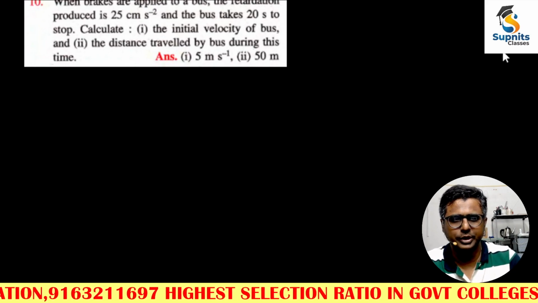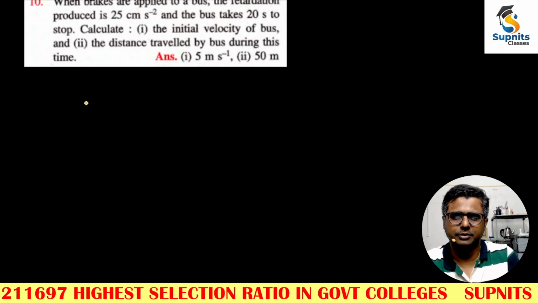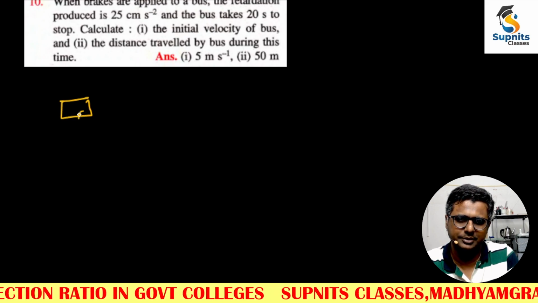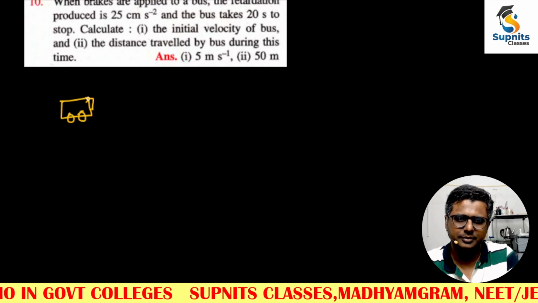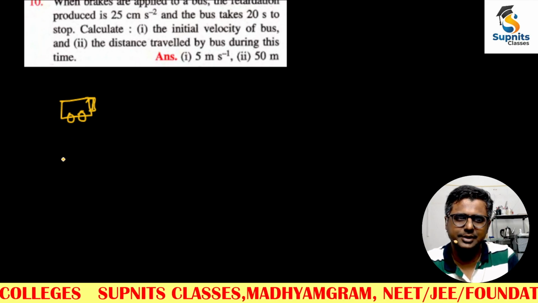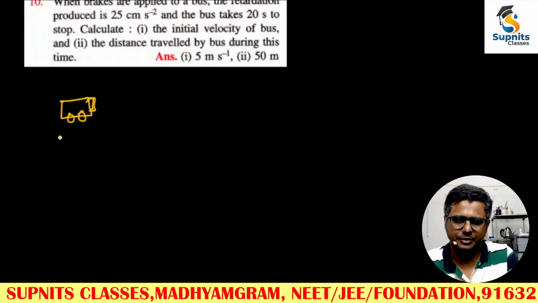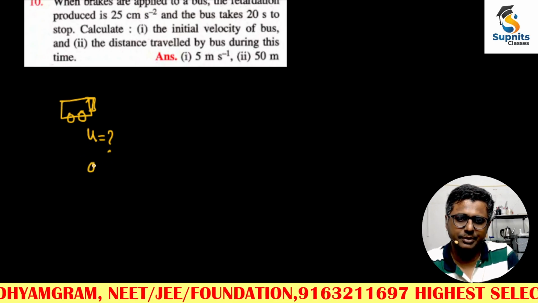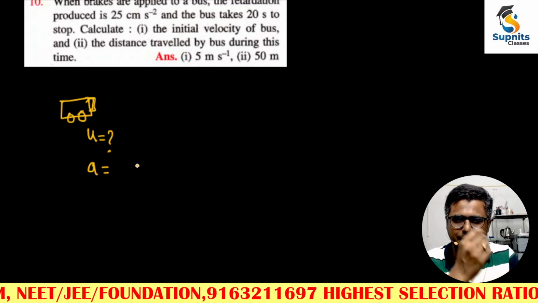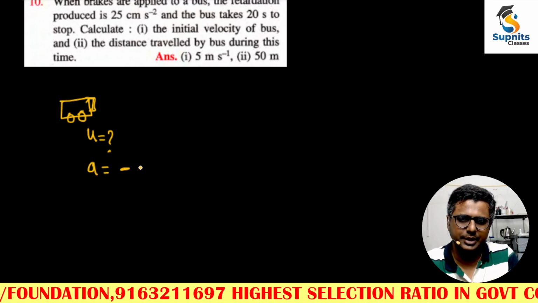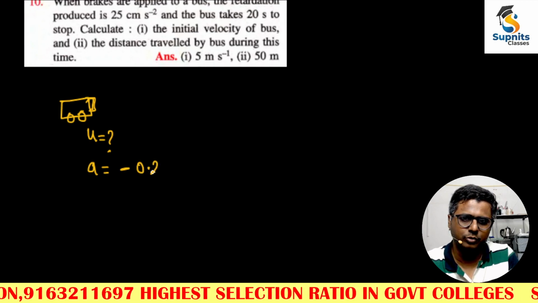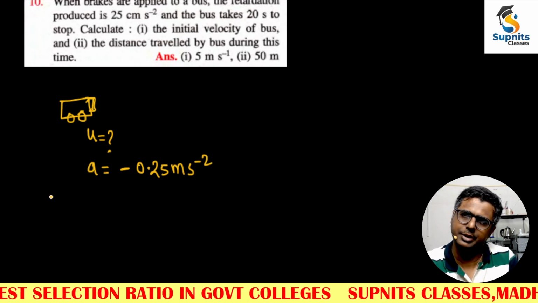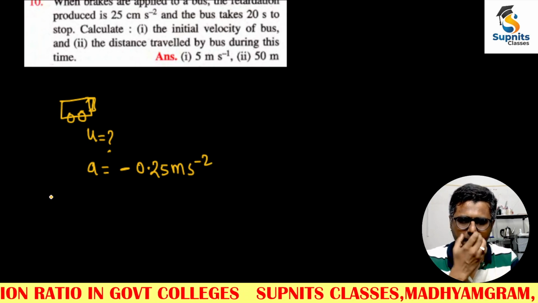So let's do this. There is a bus, I'll try to draw a bus. So this bus is having some retardation. There is some initial velocity which I don't know. There is some retardation. Retardation means acceleration will be negative. So I'll write this minus 0.25 meter per second square.